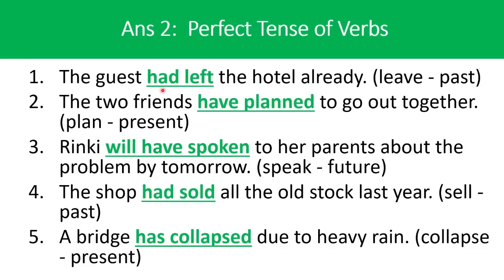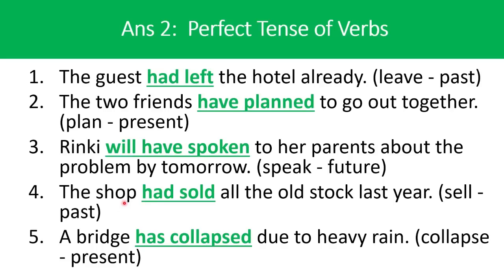Now we look at the perfect form. The perfect form uses have, has, had, or will have. This is the form which you have to use. So the verb have changes the tense. The main verb remains in the past participle. So you see, the guest had, because past tense, had. Present tense, two friends, plural, so have. And a bridge, one, so has. Present tense, two forms, have and has. Past tense, only one form, had.